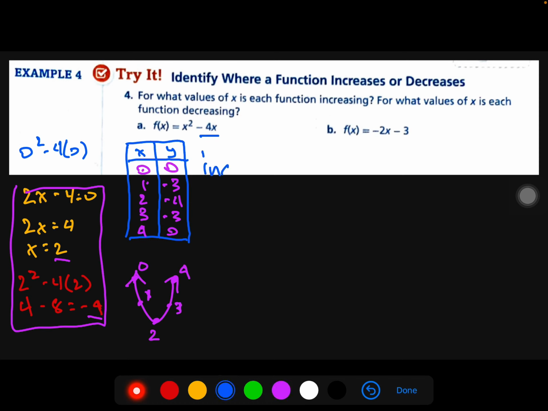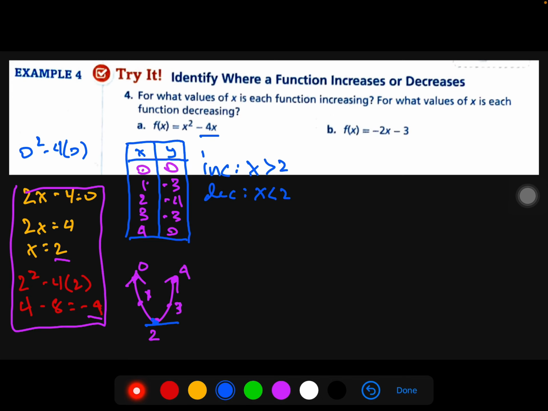So I'll just say increasing x greater than 2, decreasing x less than 2. And remember, at x equals 2, it's doing nothing. It's flat. There's 0 slope. It's neither increasing nor decreasing.